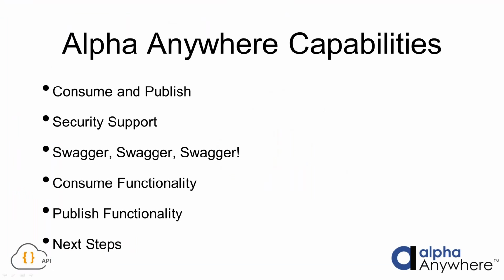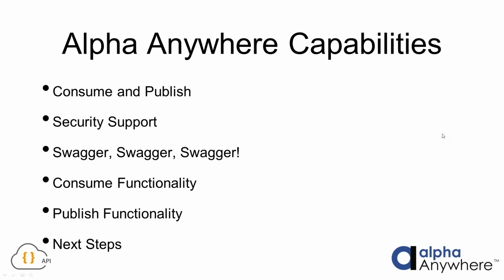So Alpha Anywhere, with the release of 4.5.4 and 4.5.3, added some new capabilities around consuming and publishing web APIs. So consuming would be consuming a service such as Google Maps or Salesforce, or anybody who has created something for you to retrieve data from their data system, like the weather service. And then publish is creating your own and adding your own API for your application out there on the net for other people to consume.